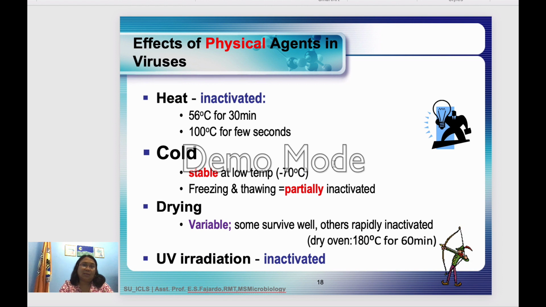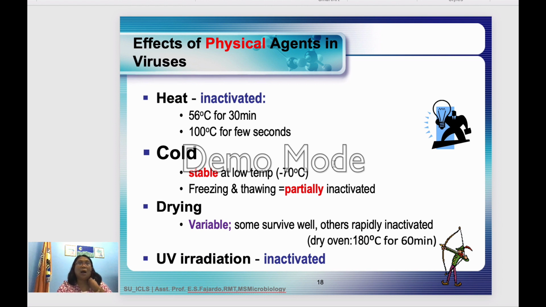Okay? So that when you use a dry oven for the materials that you use in the laboratory, it has to be heated up to 180 degrees centigrade for 60 minutes, meaning 1 hour. Or if not, you can increase to 200 for an hour, or 30 minutes.